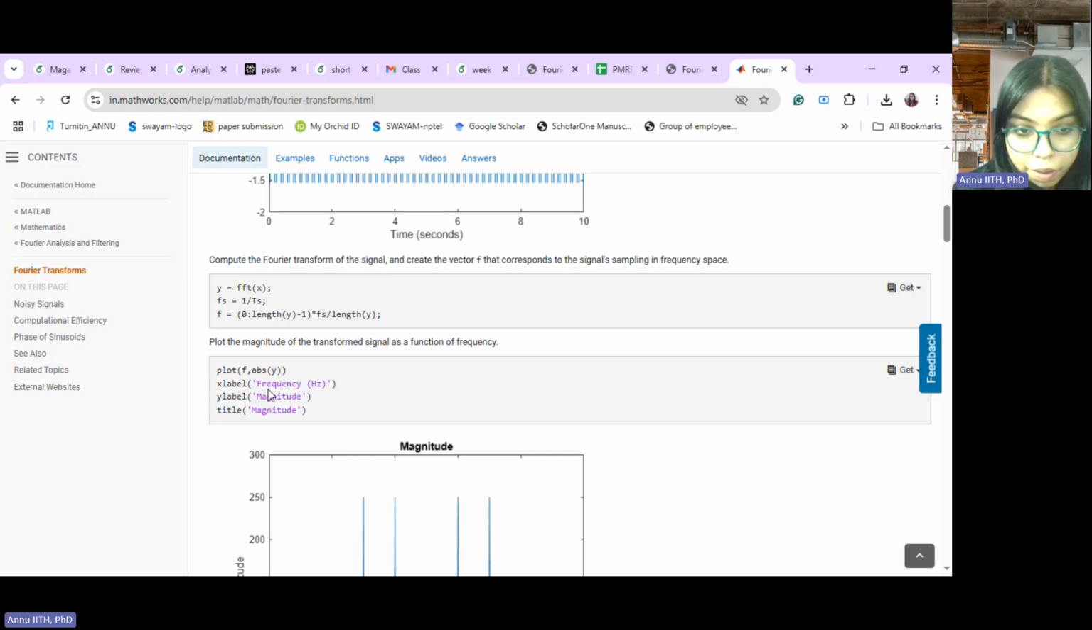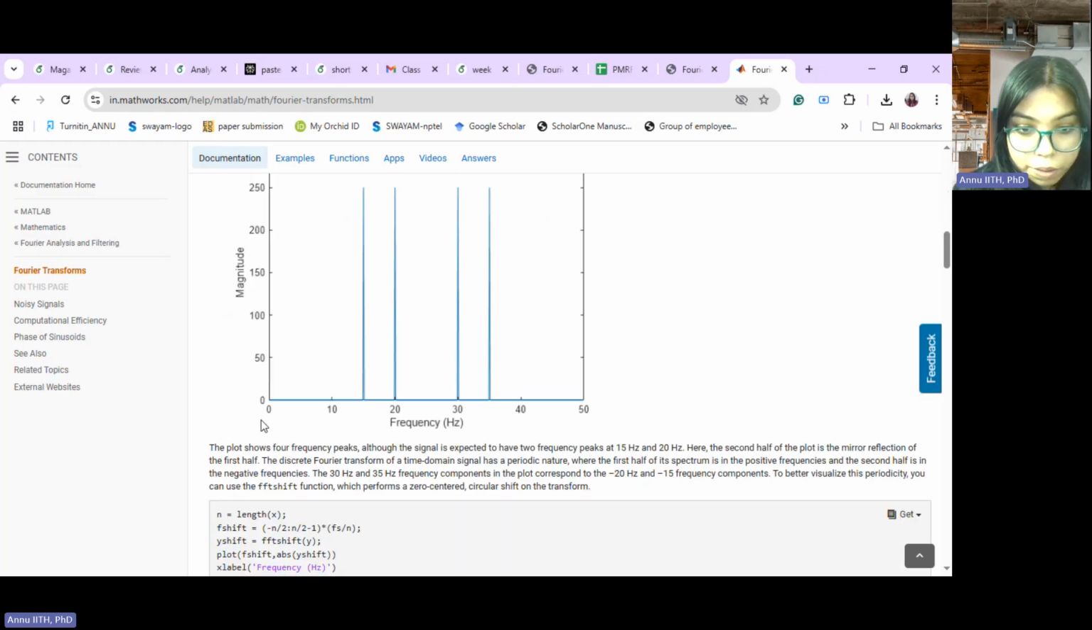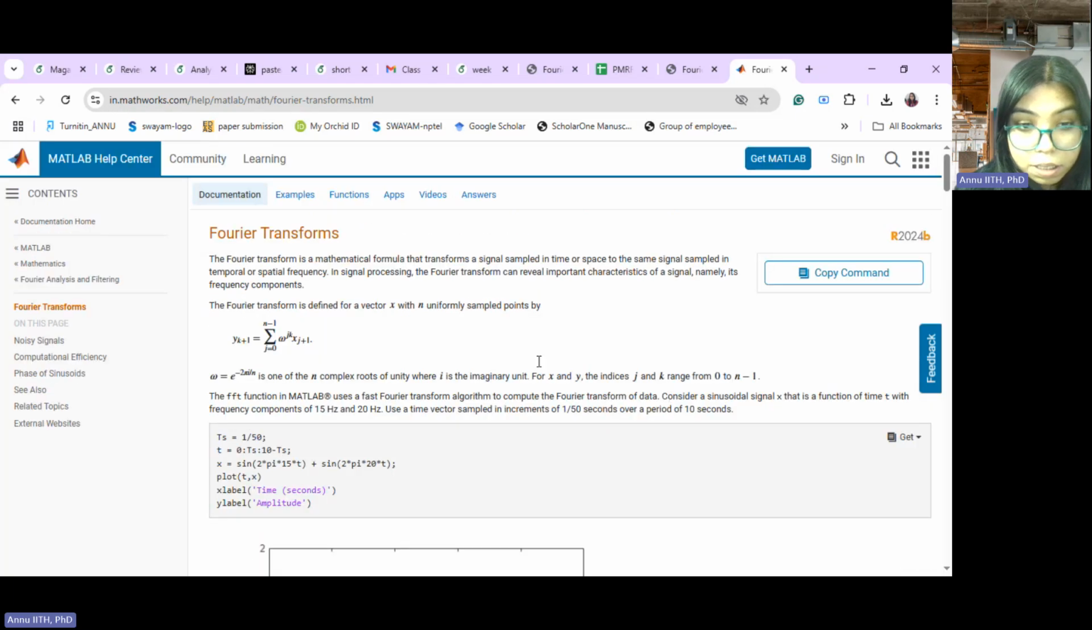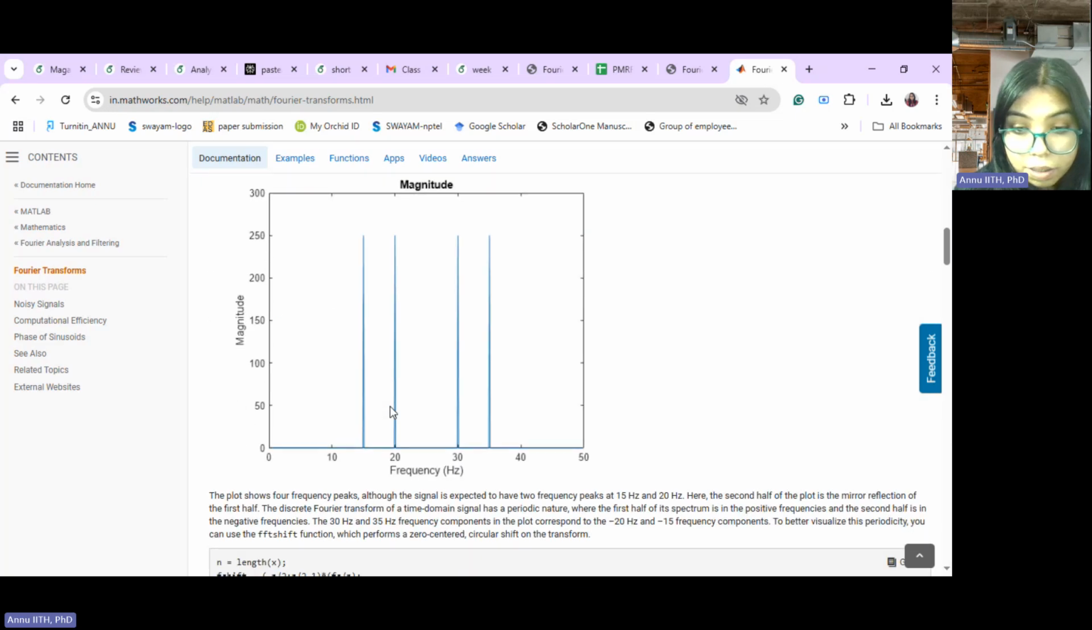Okay. So if we plot abs of Y f, that is a magnitude spectrum. This is magnitude with respect to frequency, separated by Fs. So what does the plot show? The plot shows four frequency peaks. Although the signal is expected to have two frequency peaks, at 15 hertz and 20 hertz, because our signal consists of two signals at 15 and 20 hertz, it still consists of four peaks.